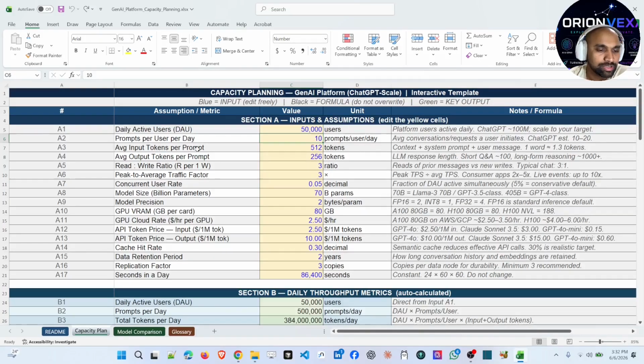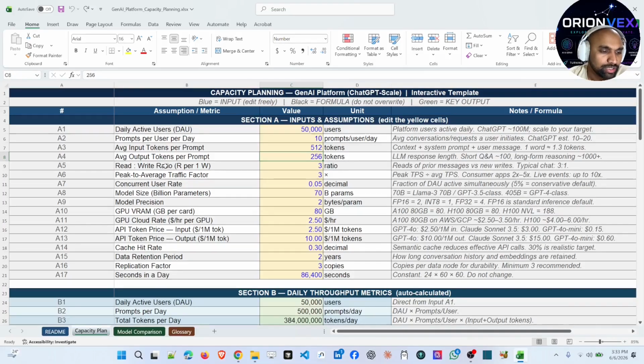Average input tokens per prompt, around 512 tokens we are expecting. That is the sum of context, system prompt, and user message. One word means about 1.3 tokens. Then average output tokens per prompt is 256 tokens, that is the LLM response length. If it is a short answer, that is around 100. For long responses, we can consider 1000 or above.